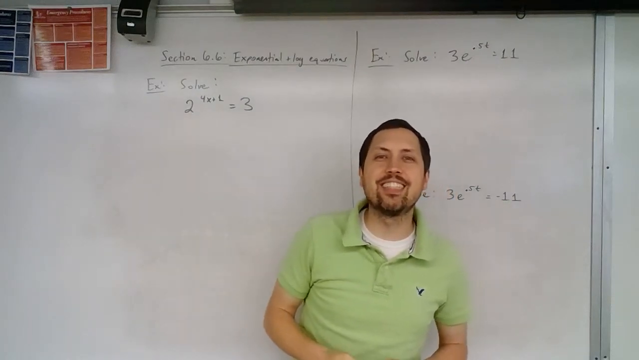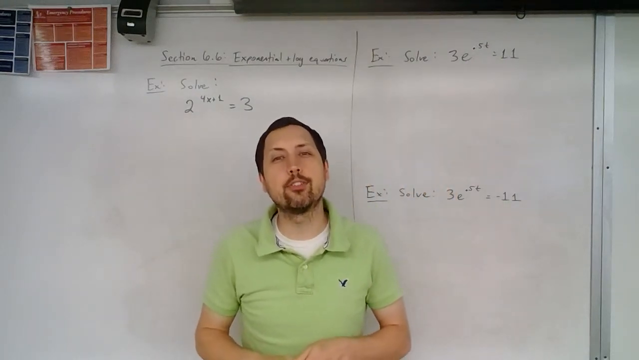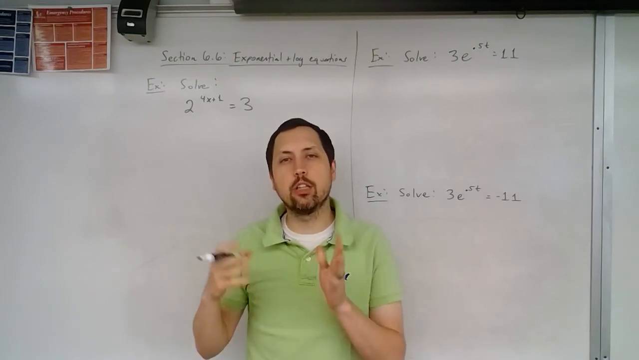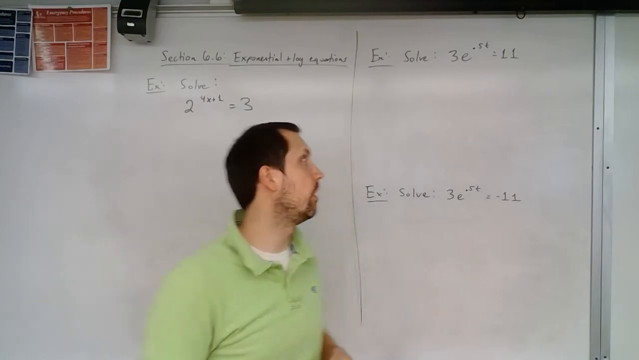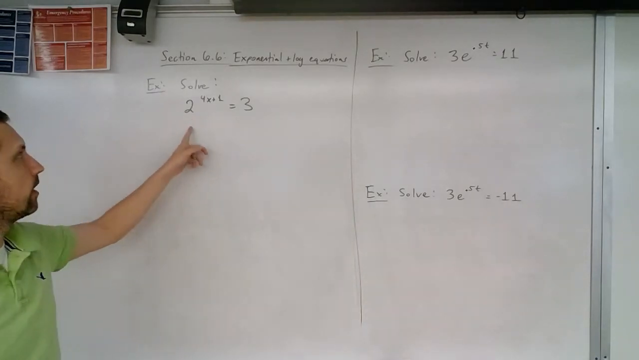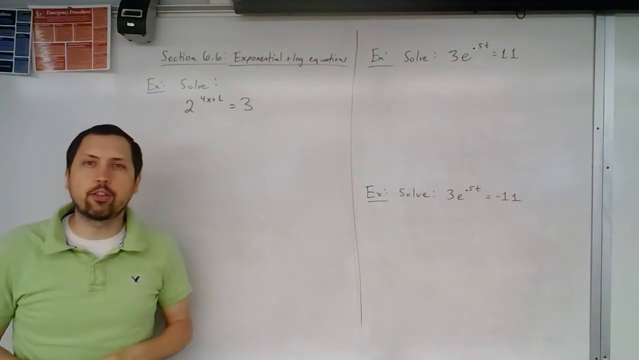Now let's take a look at section 6.6. This is going to be on solving equations that use logs and use exponents. So we're going to be combining a whole bunch of things that we have done so far. So we have this equation we'd like to solve: 2 to the 4x plus 1 is equal to 3.